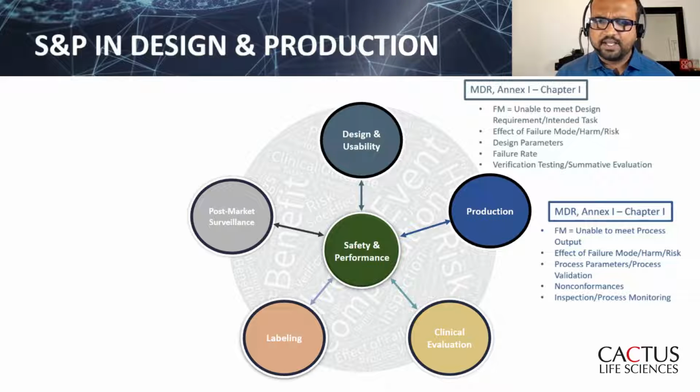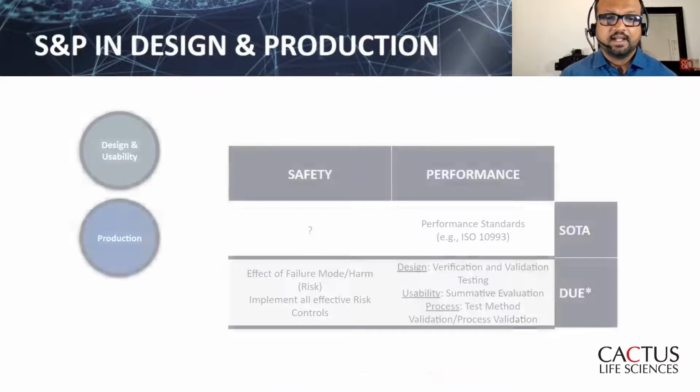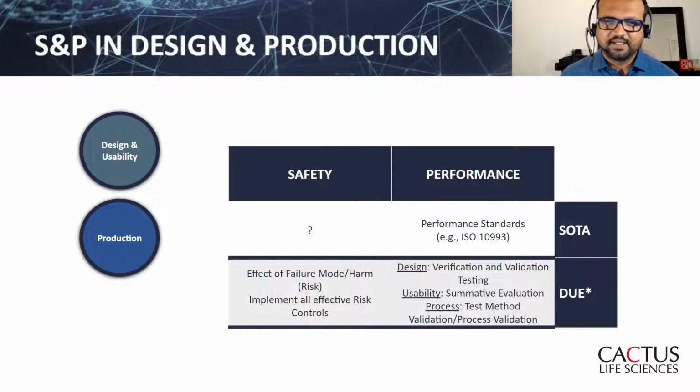So now let's go ahead and take a closer look at this data. Keeping in mind the simplified definitions of safety and performance that we just went over, let's not forget that we need to prove both safety and performance, but also by taking into account state of the art. So starting with our device under evaluation, for performance, we are well familiar with verification validation testing during product development, summative evaluations for human factors, and test method validations and/or process validations for production.